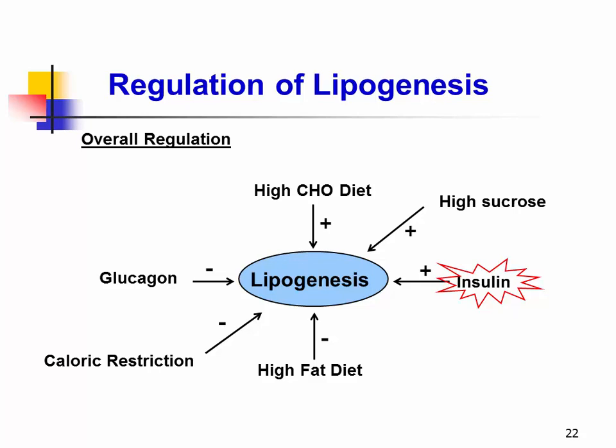High-fat diet, calorie restriction, and glucagon inhibit lipogenesis, right? Glucagon, we know, is a counter-regulatory hormone that has opposite actions to insulin. Glucagon is usually higher under the fasting condition, right? And with calorie restriction, of course, you don't have enough energy, so you don't want to store energy. You try to use the stored energy. So this is the overall regulation of lipogenesis.